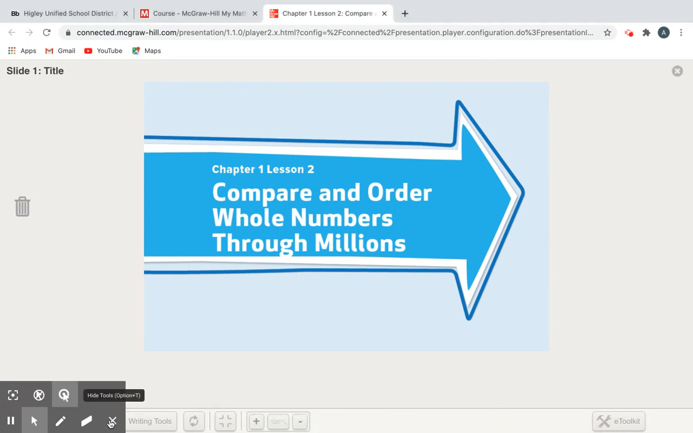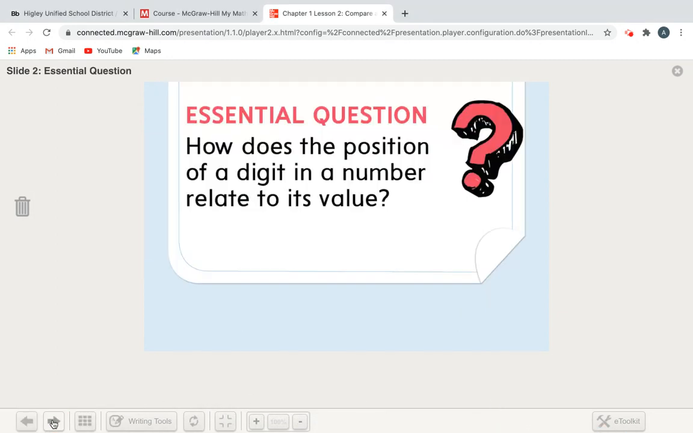the millions. Our essential question for this chapter is, how does the position of a digit in a number relate to its value?